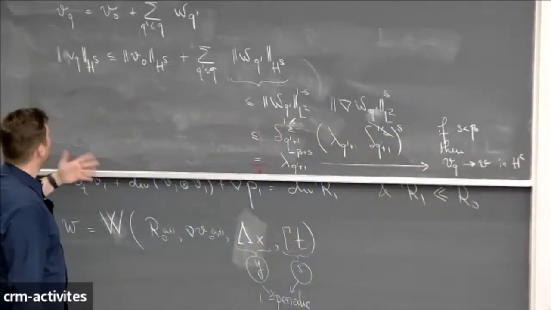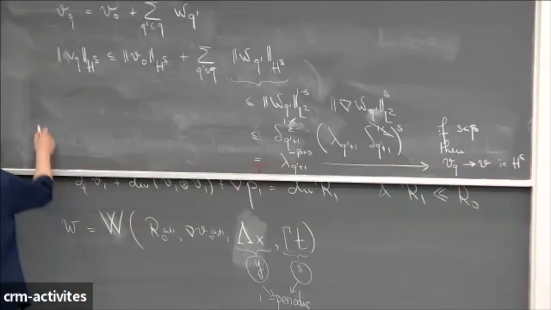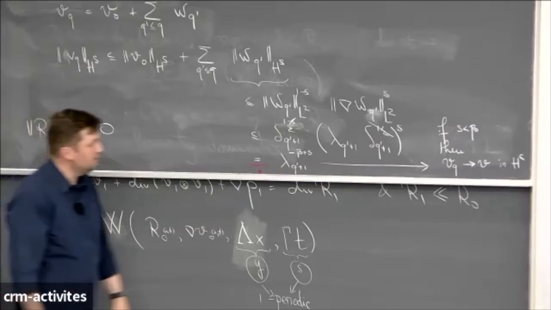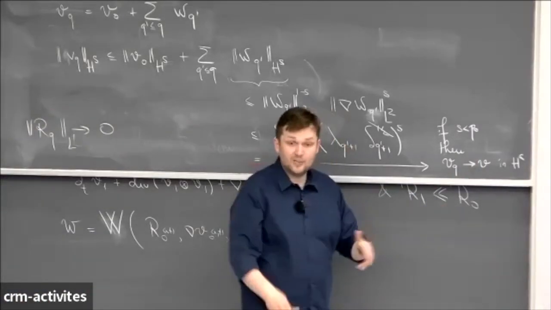How about the Reynolds stress? Well, the Reynolds stress goes to 0 in L1. By the definition of weak formulation, in the limit, this V is going to be a weak solution for it in H beta.